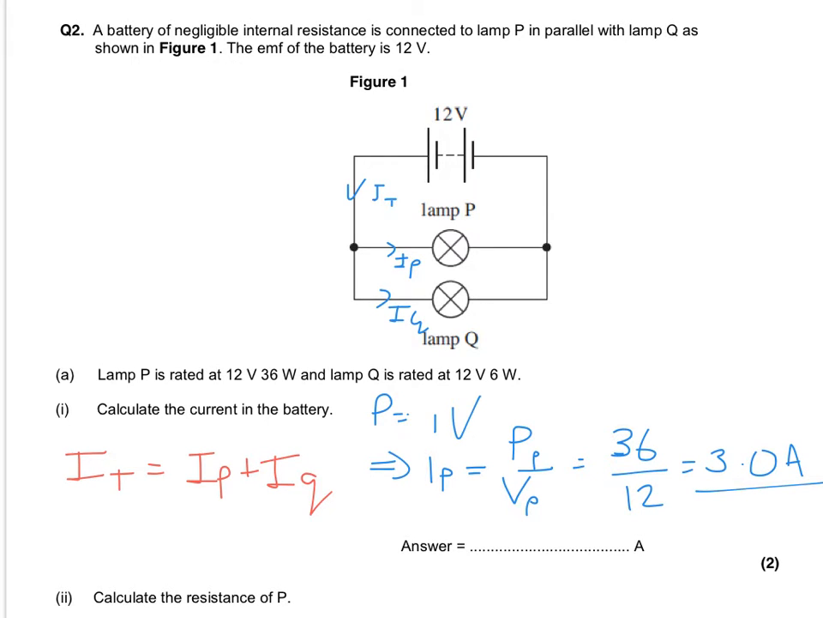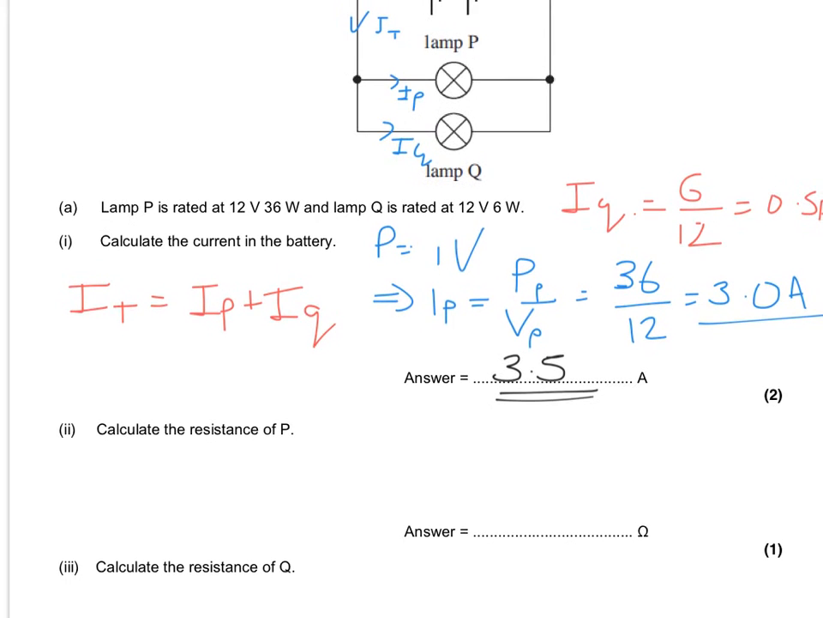If we do the same sort of thing for the current going through Q, it's going to be the power of Q, which was 6, divided by the potential difference, which was 12, which gives you 0.5 amps here. So the current going through the battery would be the summation of those two, which would be 3.5 amps, giving it to the right number of significant figures. So that's your current going through the battery.